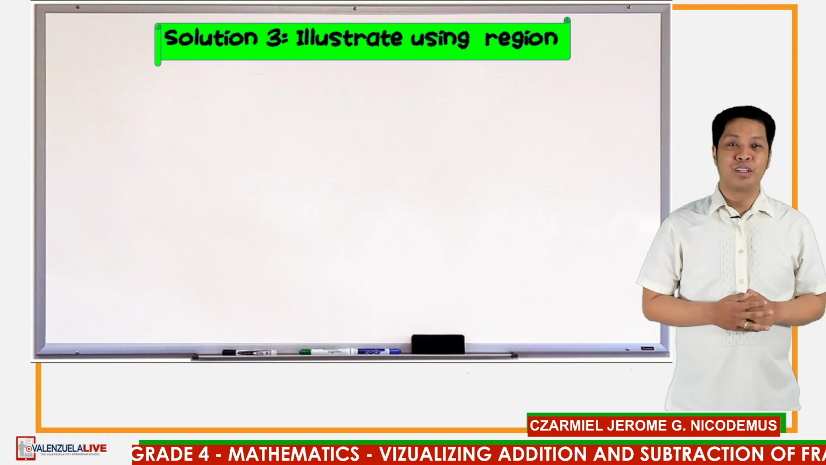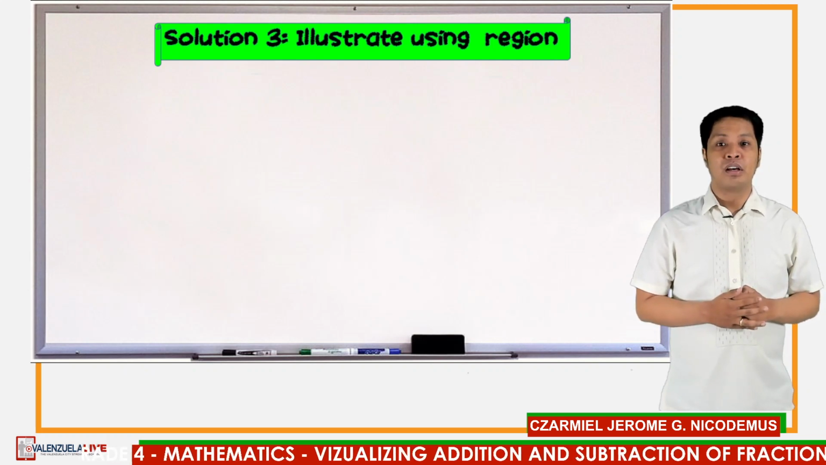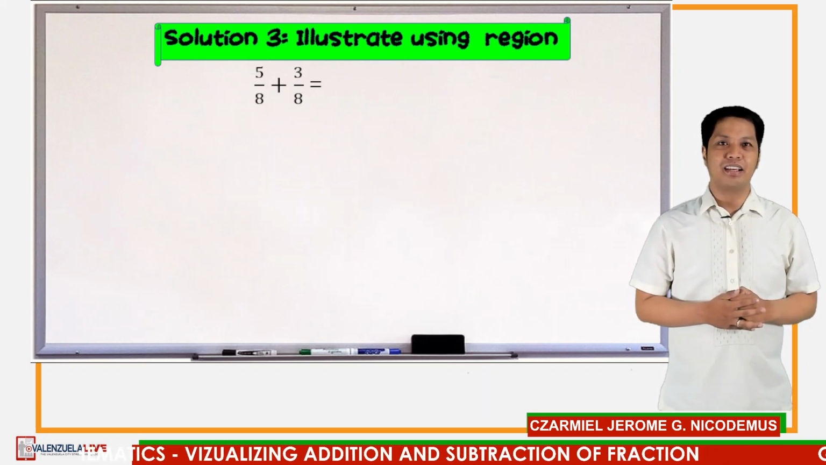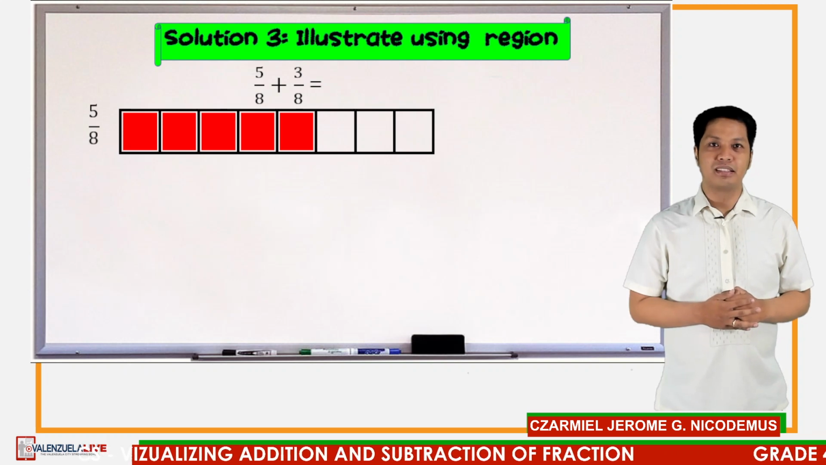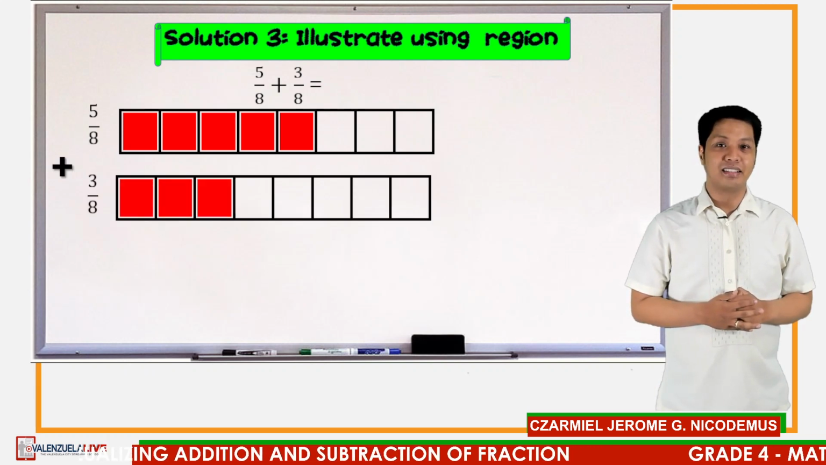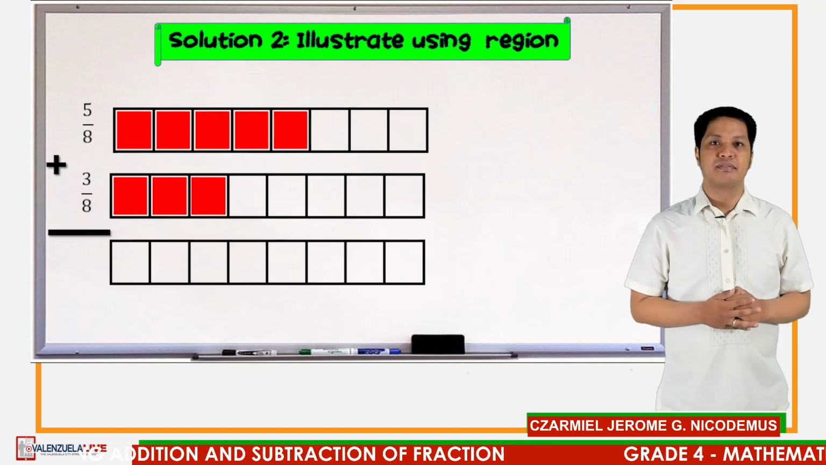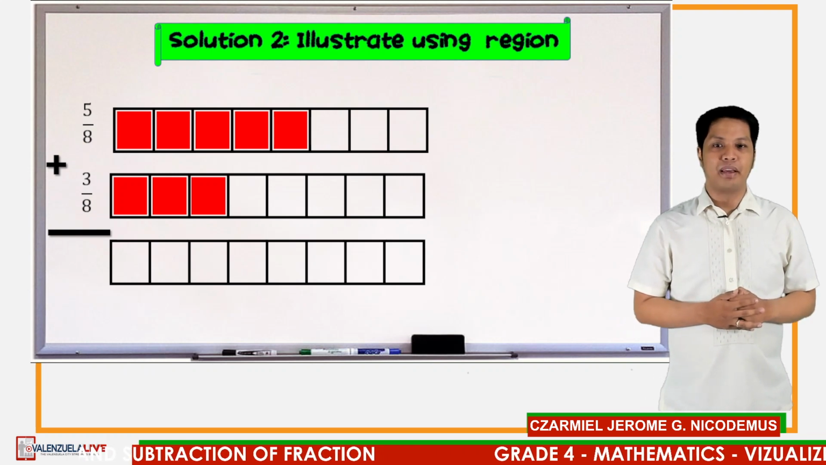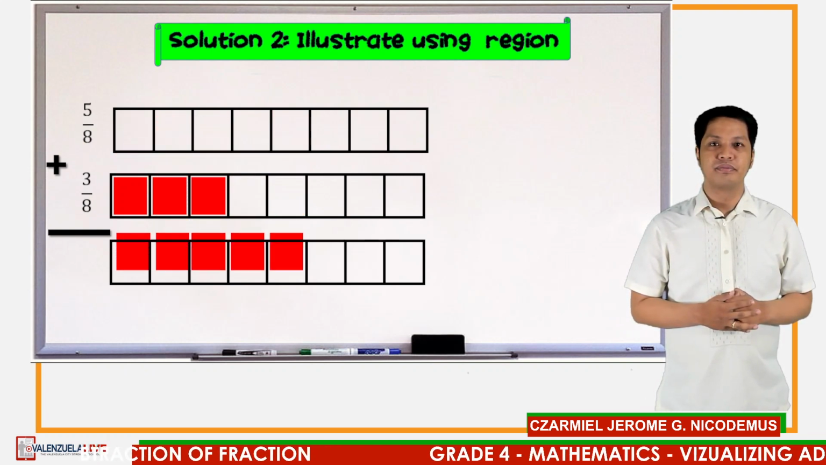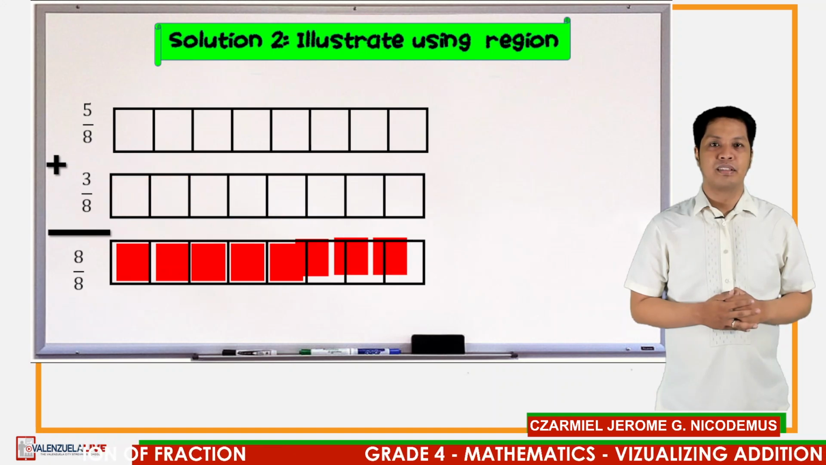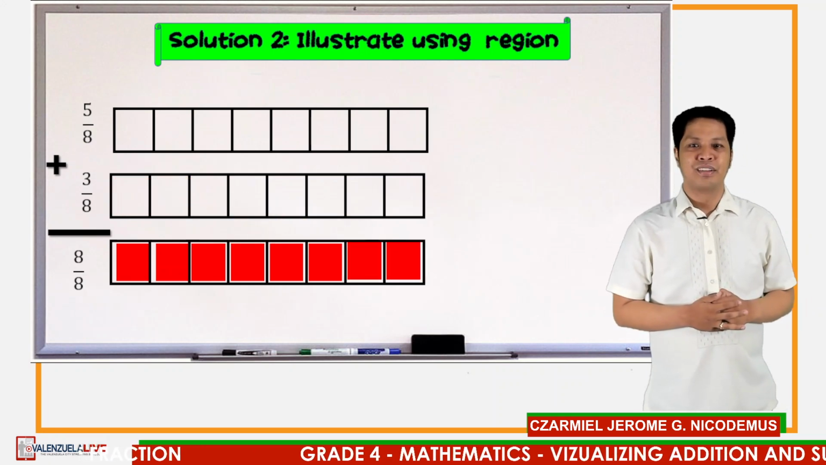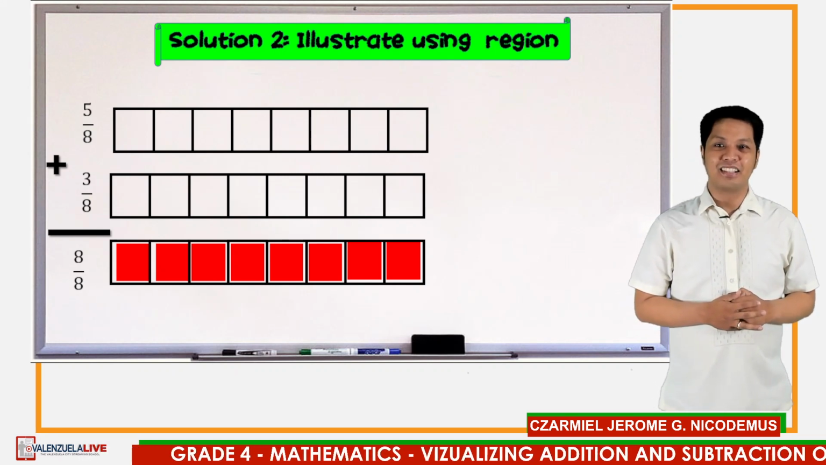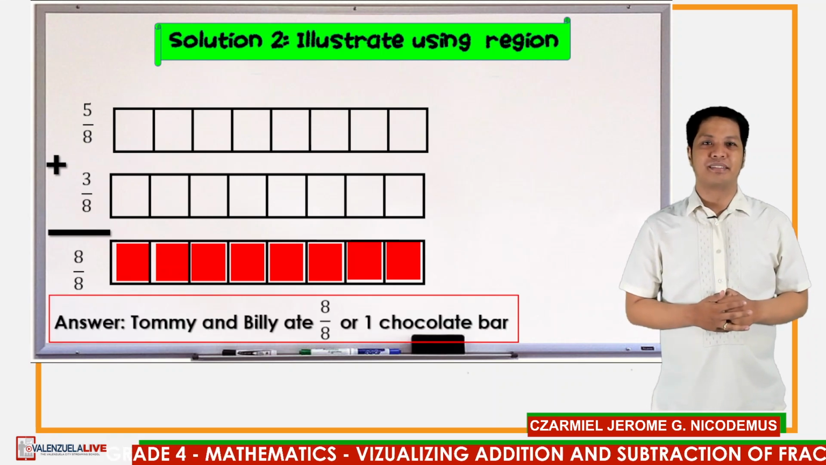We can also illustrate using region. So 5/8, then add 3/8, equals 8/8. Tommy and Billy ate 8/8 or 1 chocolate bar.